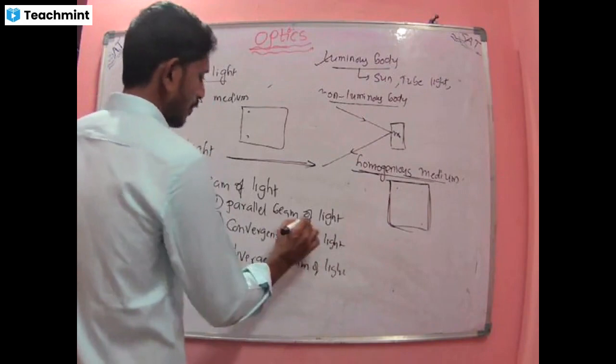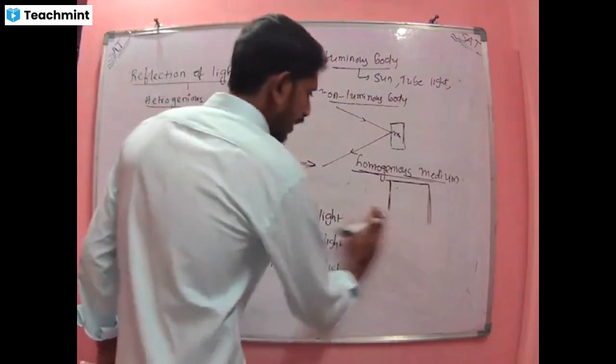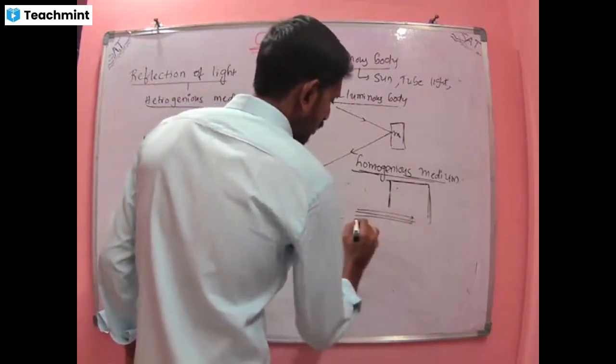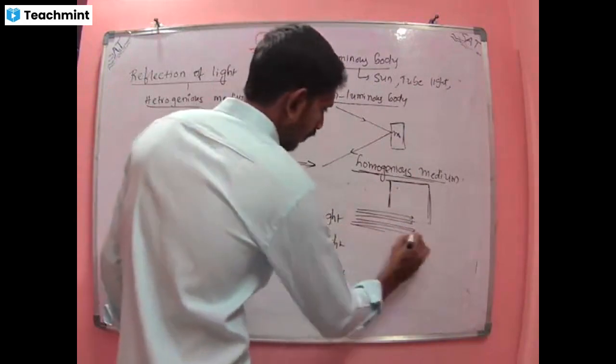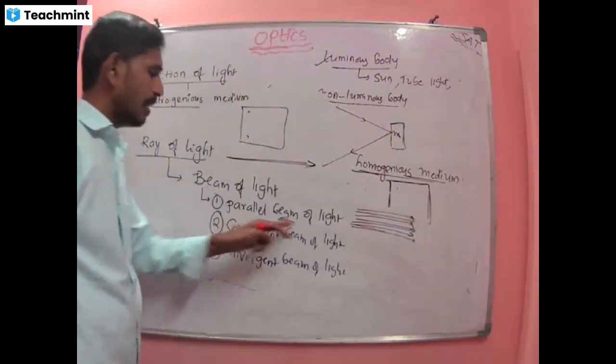Beam means group. For parallel, all rays should be parallel. For example, I can take this as my first ray and second ray, and the distance from ray to ray is very, very small. It's a group of rays which are parallel. That is called a parallel beam of light.